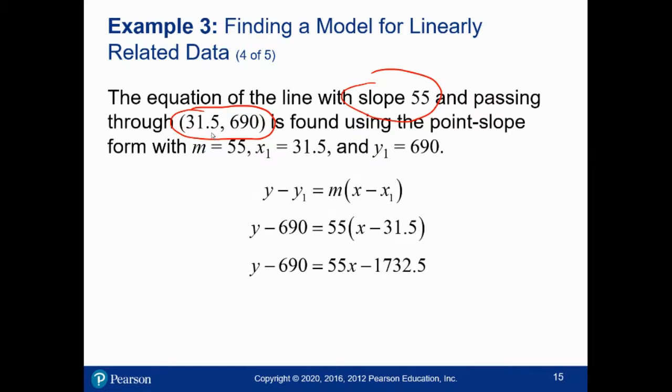Distribute that 55. Okay, honestly, at this point, it's obviously a line in point-slope form, but if you want to convert it into slope-intercept form, you can do so. Okay, y is 55x minus 1042.5.